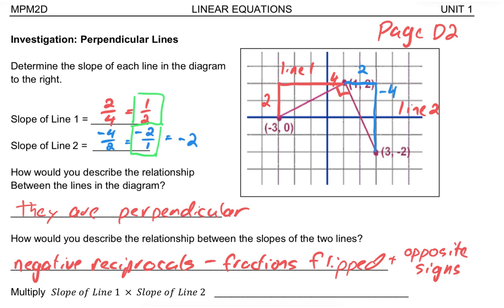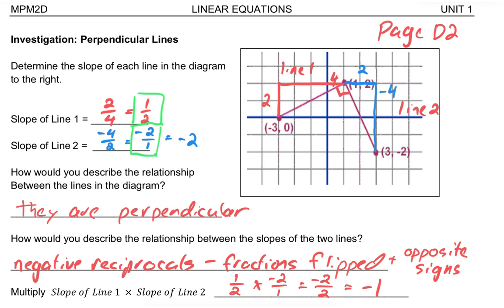Then they ask us to multiply the slope of line 1 times the slope of line 2. Again, I'm going to work with those two forms that I have there in green squares. Line 1 had a slope of 1/2. Line 2 had a slope of -2/1. If I multiply them, multiplying two fractions, I just multiply the numerators. I get -2/2. -2 divided by 2 is just -1.